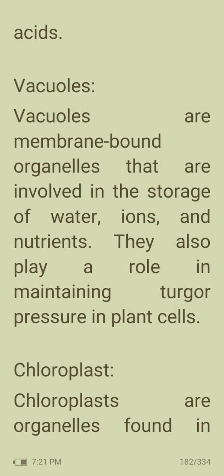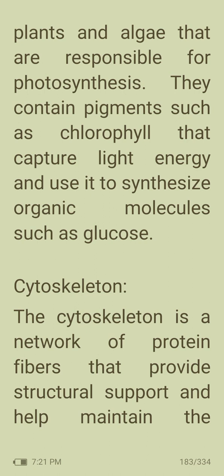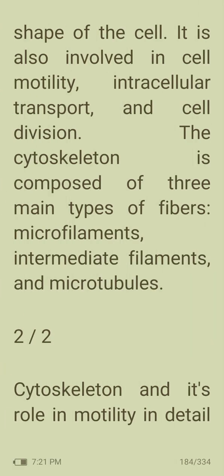Then vacuoles. Vacuoles are membrane-bound organelles that are involved in the storage of water, ions, and nutrients. They also play a role in maintaining turgor pressure in plant cells. Then chloroplast. Chloroplasts are organelles found in plants and algae that are responsible for photosynthesis. They contain pigments such as chlorophyll and capture light energy and use it to synthesize organic molecules such as glucose.